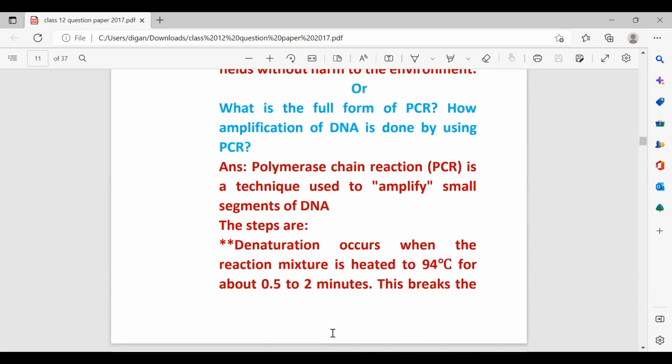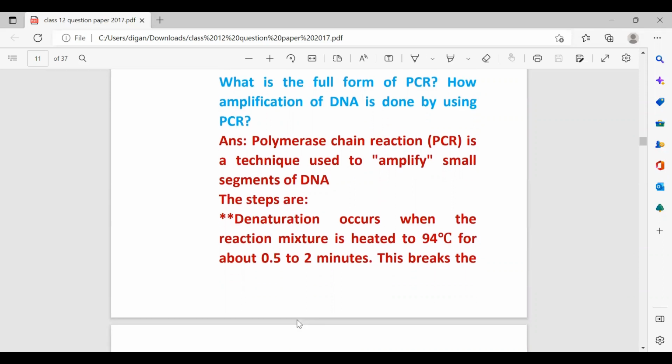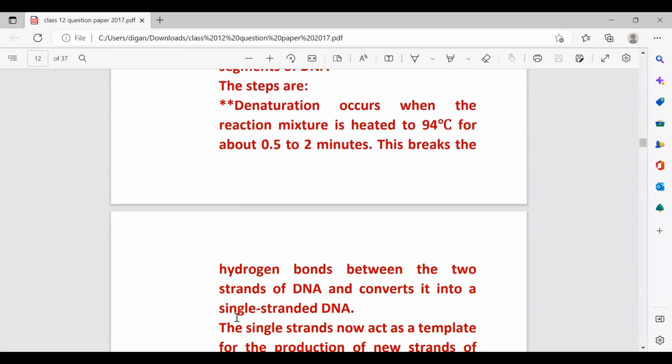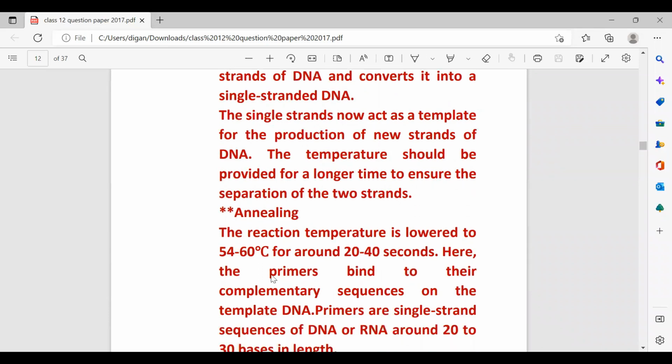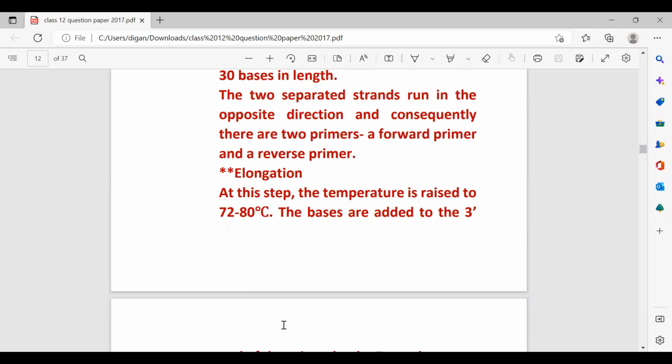Or what is the full form of PCR? How is amplification of DNA done by using PCR? PCR means polymerase chain reaction. This is a technique used for amplifying a small segment of DNA. In this process, there are steps. The first step is denaturation, the second step is called annealing, and the third step is called elongation.